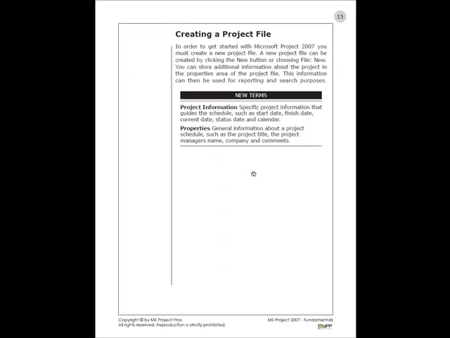The first thing to get set up and to understand is working with the project information area. This is where you will place the project start date and determine whether or not you're going to schedule from a start date or from a finish date. You will also want to be aware of the properties of a particular project, which is where you can put your name as well as the company name, and these are values that you can use later on for reporting purposes and other search purposes as well.